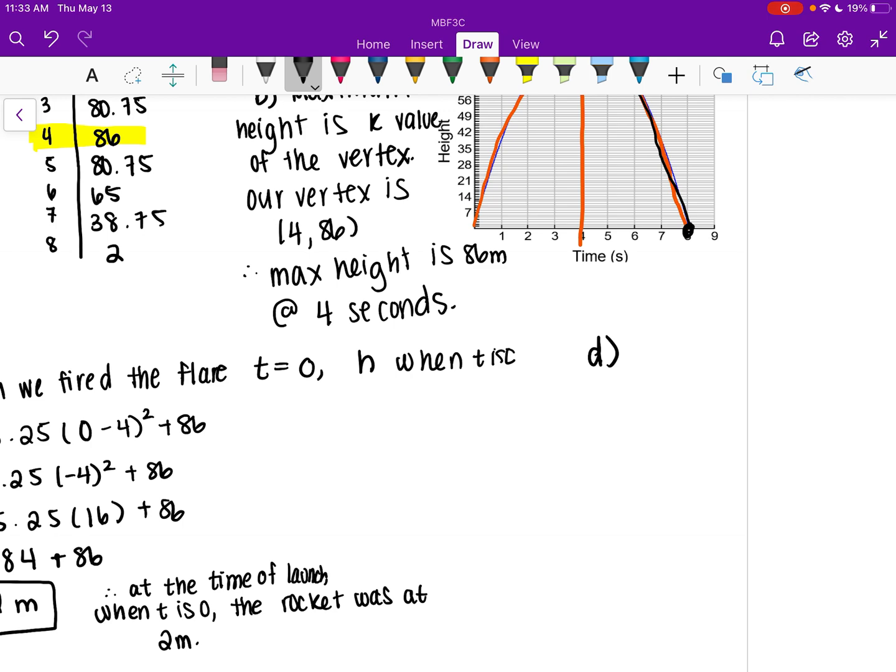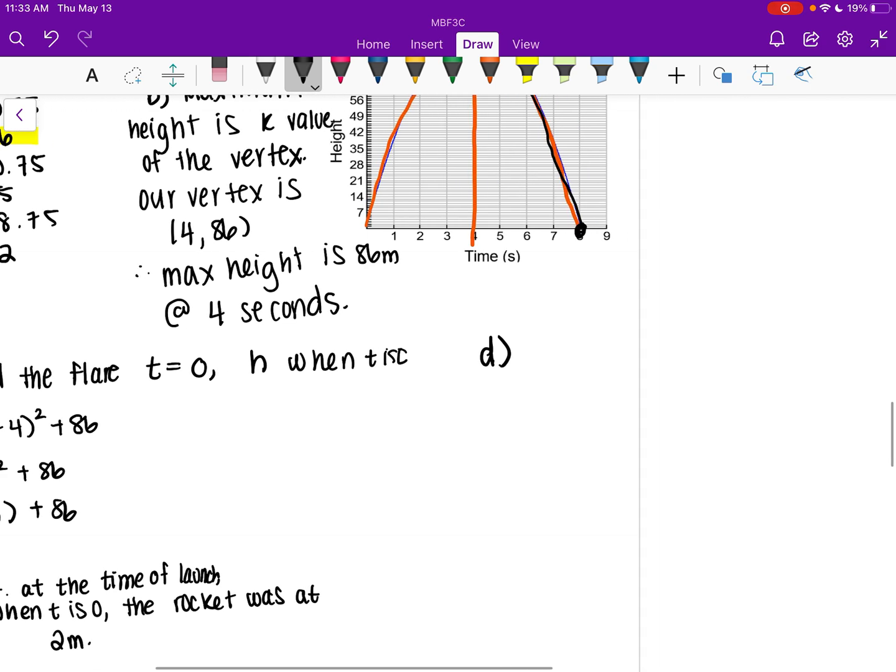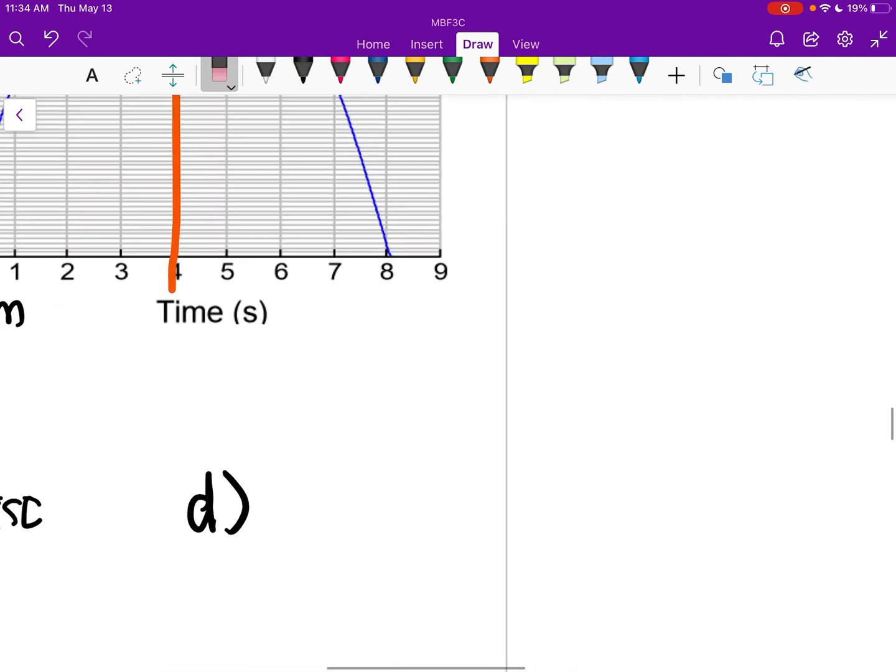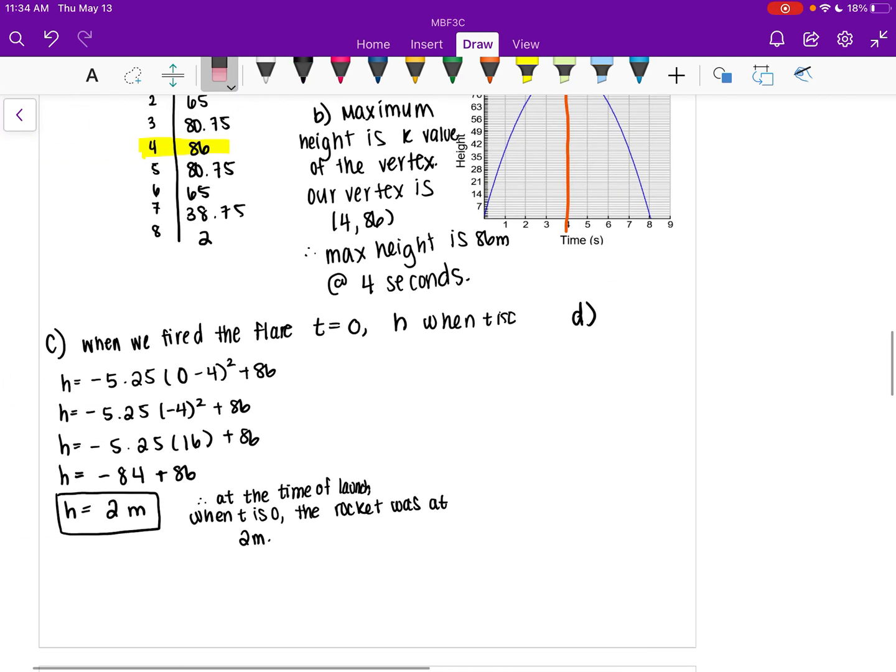And how we can figure that out is the point at which it hit the water is when the height is equal to 0, right? We know that at 8 seconds over here, it's still at 2. But we want to find out, okay, just a little bit past 8 here, you can see it's not at 8, it's just a little bit past 8. The flare hits the water at some point, and we want to find out what that point is.